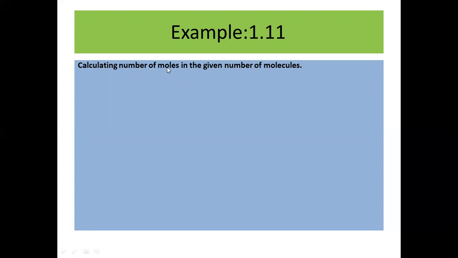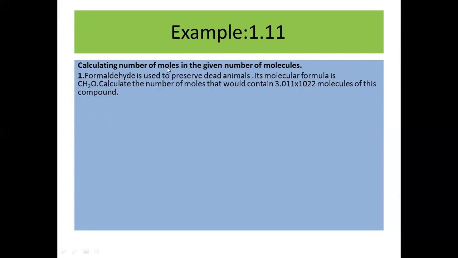For the first part of this example, formaldehyde is used to preserve dead animals. It is used as a preservative to preserve dead animals and plant specimens. Its molecular formula is CH2O. This is the molecular formula of formaldehyde. Calculate the number of moles that would contain 3.011 into 10 raised to power 22 molecules of this compound.